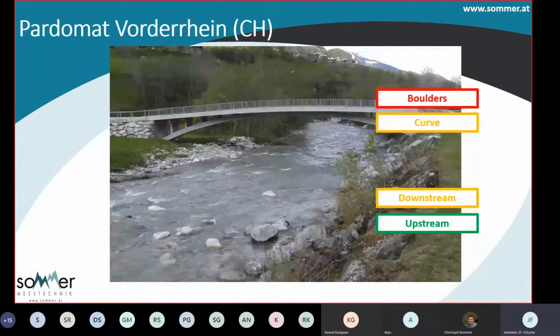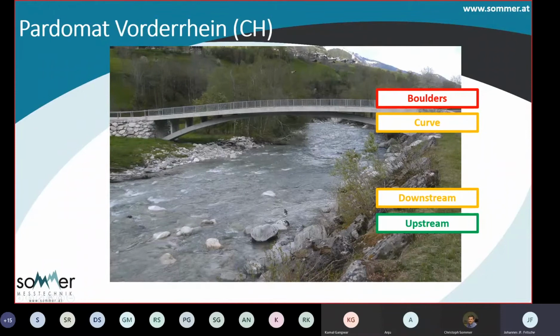Then another example of an alpine river in Switzerland. You have a river which has a large but still a bend here, a bridge over it, and the IQ30 would be installed on this bridge here in the center. Problem here is the boulders we have in the river. So consider where you place your instrument so that you don't look at one of these boulders here in the river.